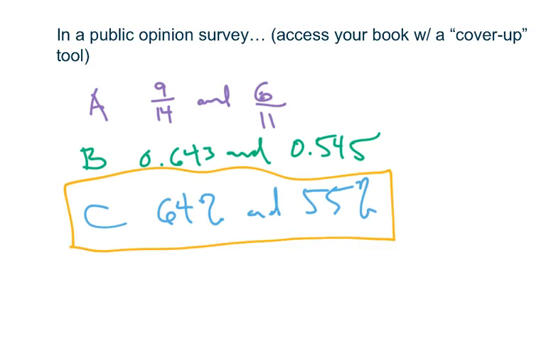C would definitely be the best. That's how we'd communicate things. We don't talk about 9/14 of women. We might say 64% of women. We definitely aren't going to say 545 thousandths of men in decimal form. We're going to say 55% of men. Makes sense, right? Hey, this was kind of a quick one.